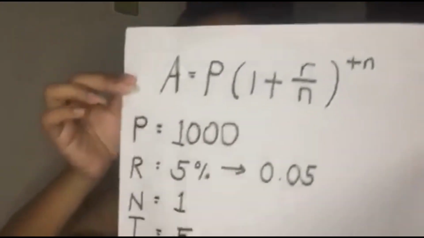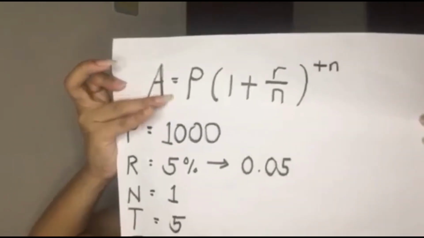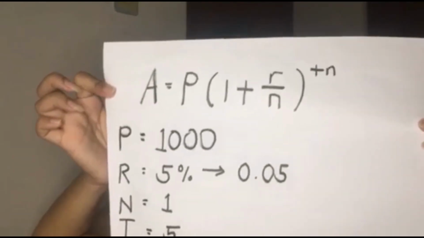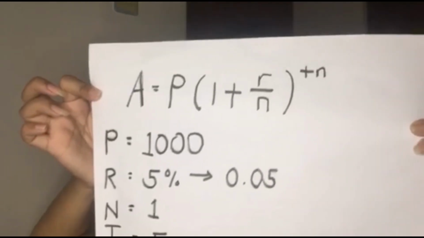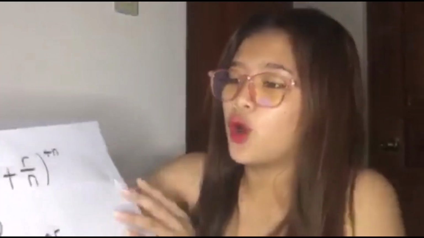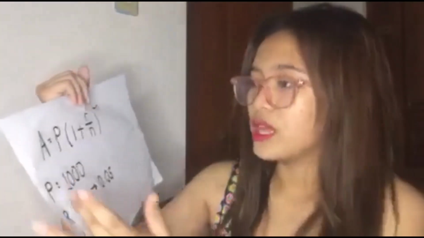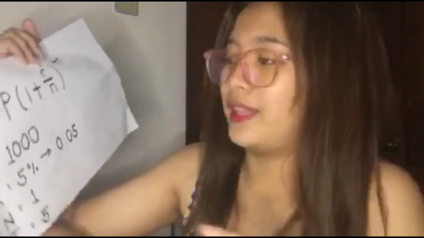So, bago natin makompute yan, syempre, papakita ko muna sa inyo yung formula. So, this is the formula for compound interest. So, A equals principal times 1 plus rate over number of periods, raised to the number of periods times t, which is time. So, ito yung sa problem. Nakuha ko na dito yung mga given na nawala sa atin.